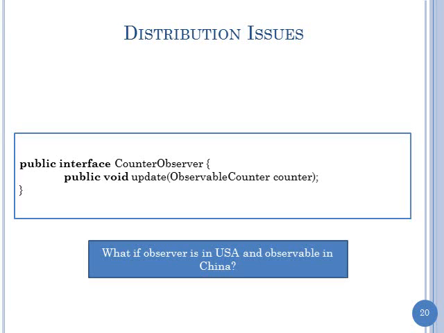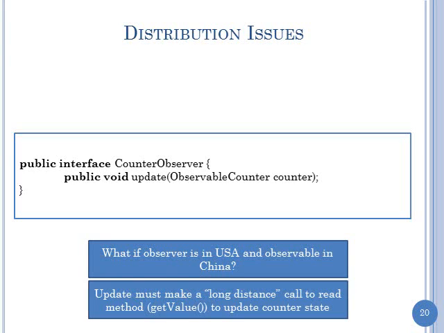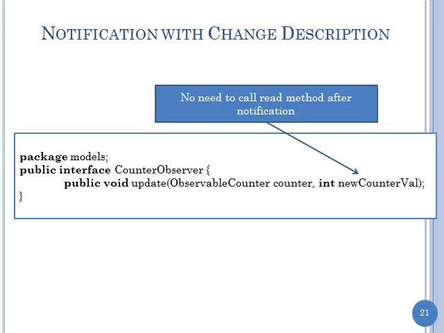Okay, so this is the distribution issue. Imagine this is distributed, exactly the example I was talking about. Update must make a long distance call to read method getValue to update counter state. So we could pass to update the new value. You say, I'm just a counter, there's only one thing of interest in me. It's a very small value, so I'll just pass it to you in the method. So we make only one call, not two. This really can be slow in the situation I've talked about. So you don't need to call a method in the object, in the model.